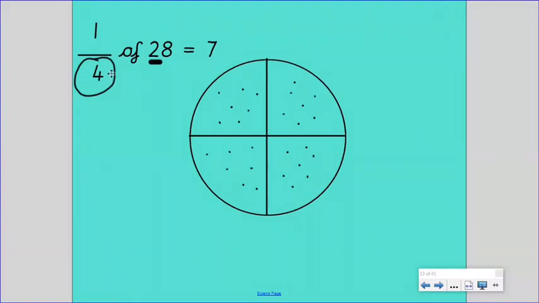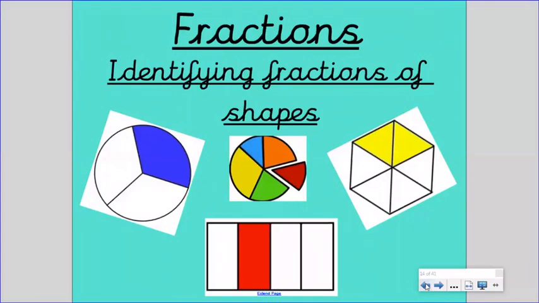Or you could use your 4 times tables knowledge and count forwards in your 4s until you get 28. And you would end up with 7 fingers up. So either of those methods is absolutely fine. Well done. Okay, moving on to identifying fractions of shapes.